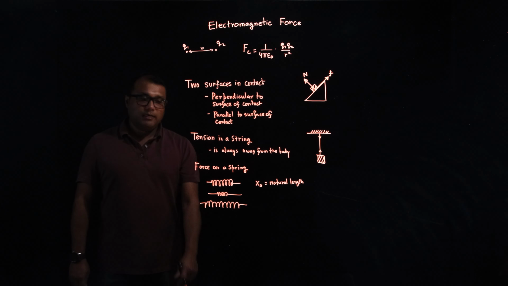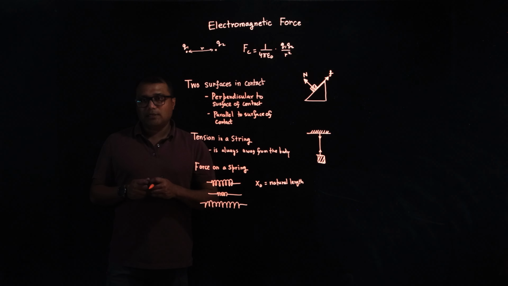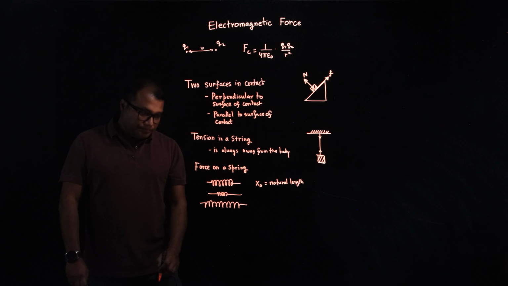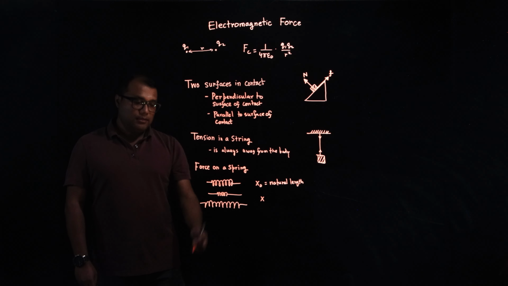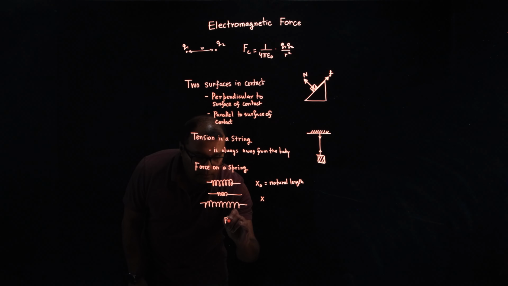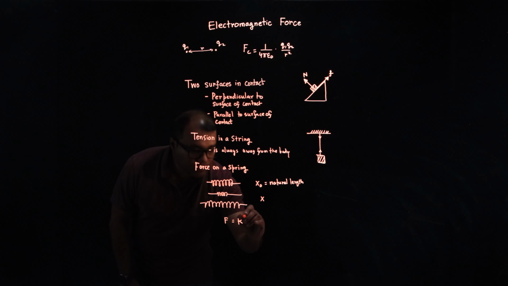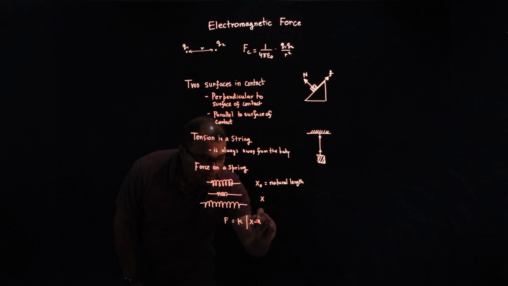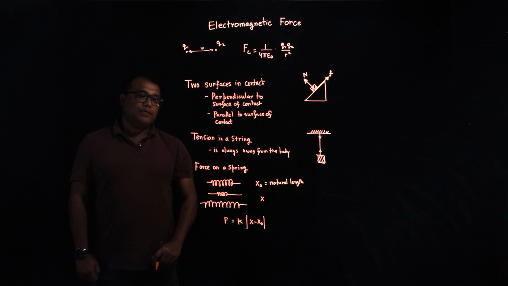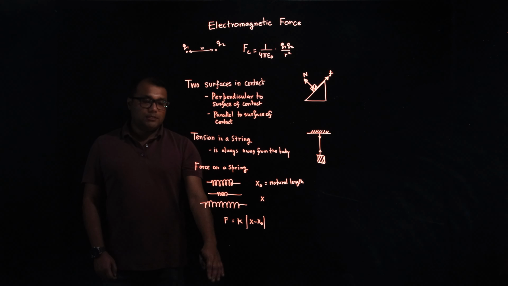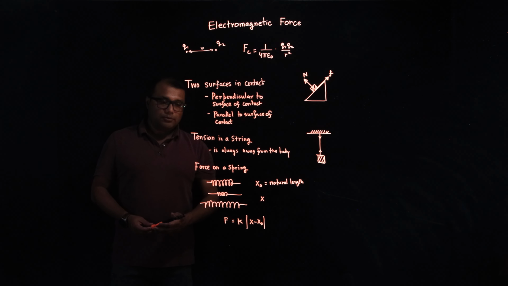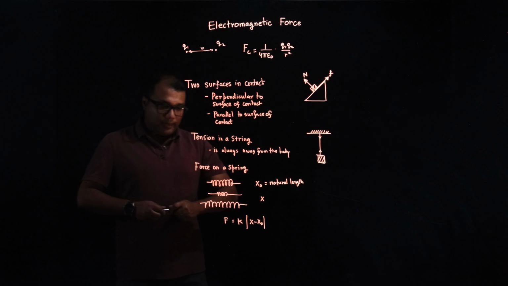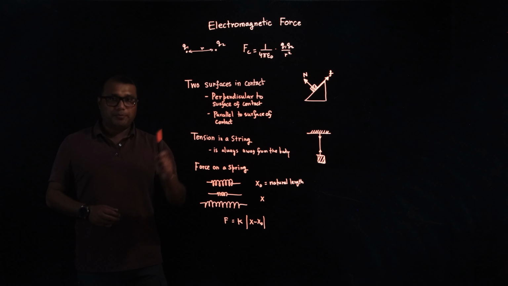Okay, the assumption here is the extension or compression is not very large. So let's say in both these situations x is the new length, then the force due to the spring is k, which is the spring constant, times x minus x zero. So if it is compressed, then this term is negative. If it is extended, that term is positive. So this is the force that acts on a spring. Now these types of forces are also electromagnetic forces.